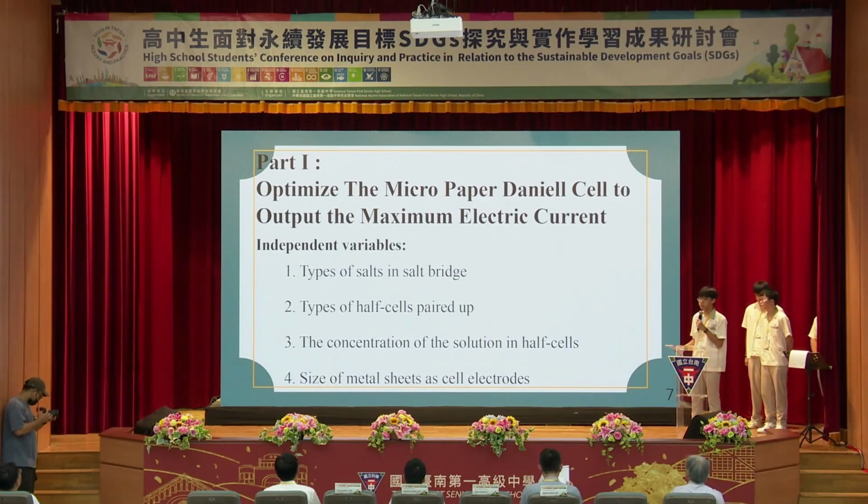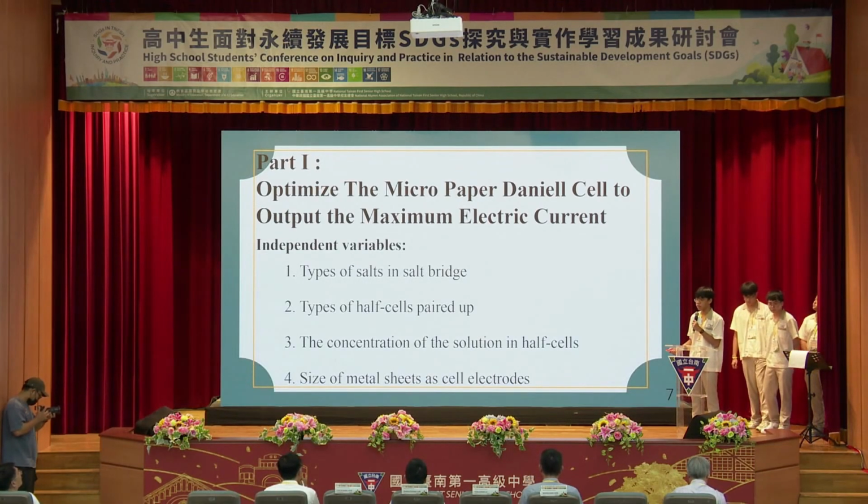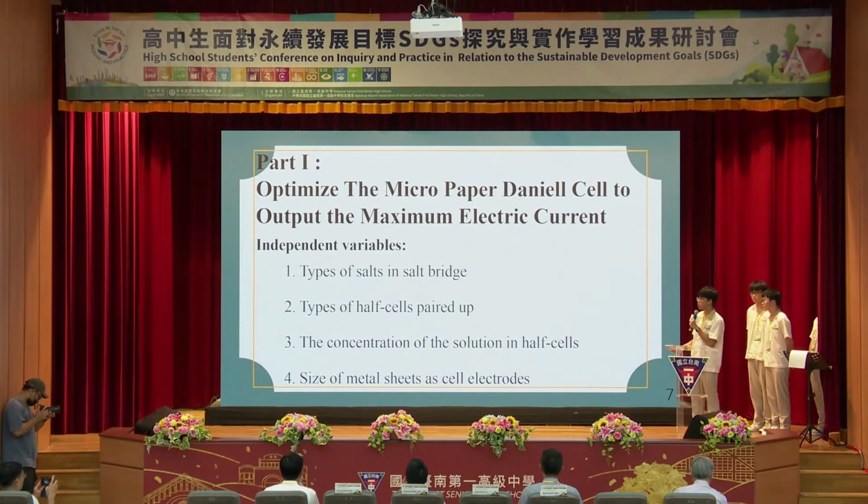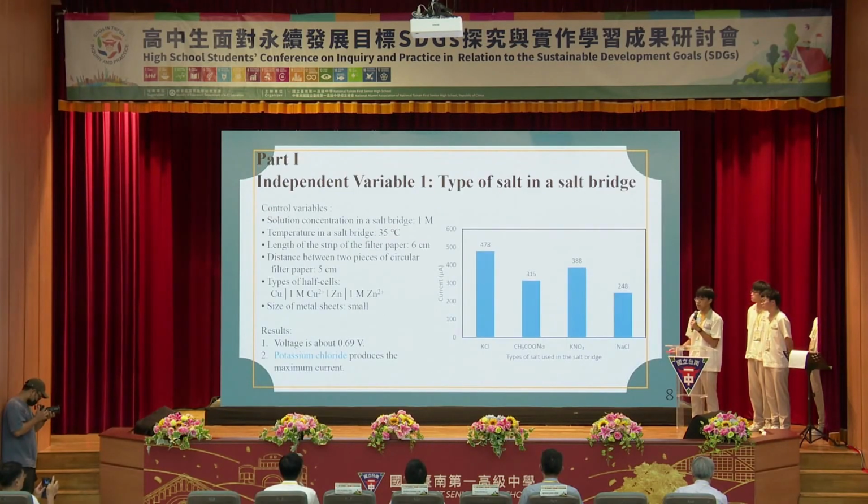Okay, in part 1 of the experiment, we focused on optimizing the micropaper Daniell cell and outputting the maximum electric current. We decided on 4 independent variables, and I will talk about them in detail. Independent variable 1, type of salt in a salt bridge. We control the other variables before we perform each experiment. According to the results, we find potassium chloride produces the maximum electric current and voltage. It produces 478 microampere.